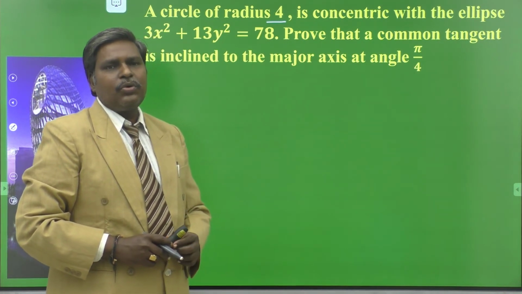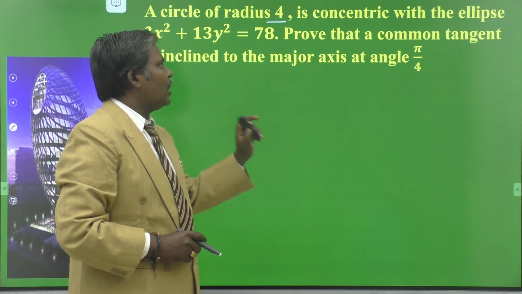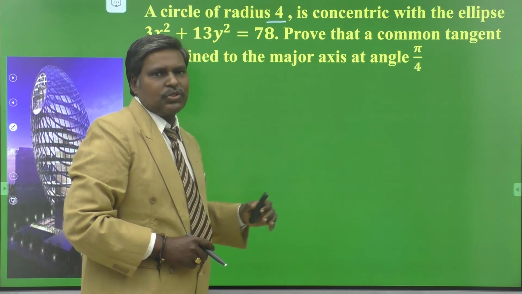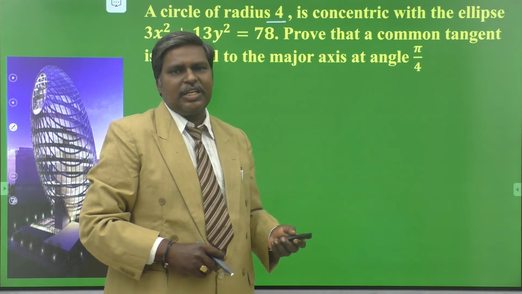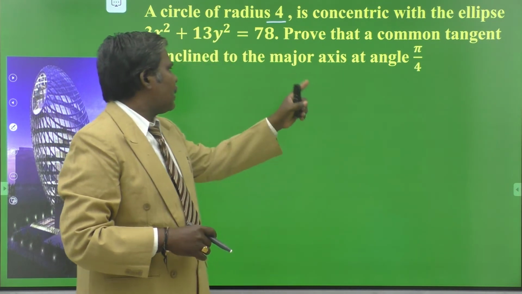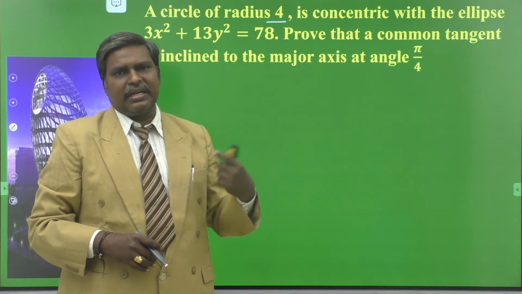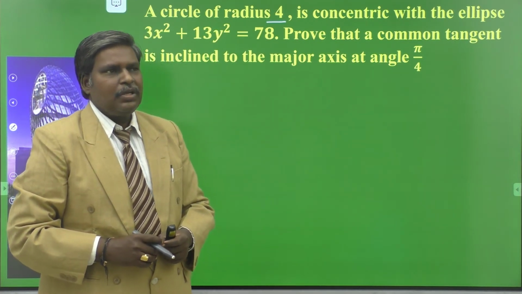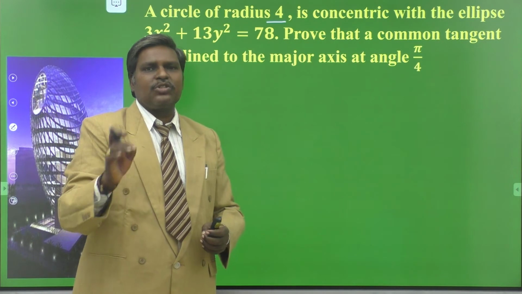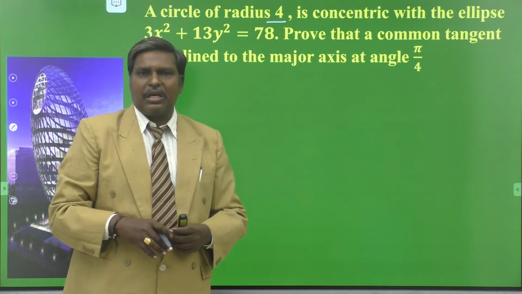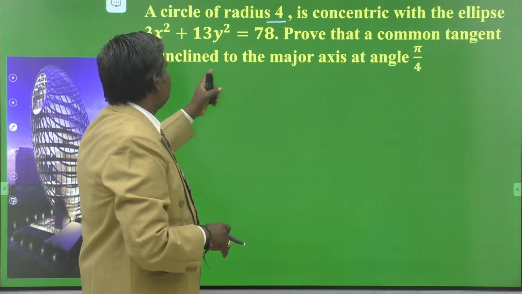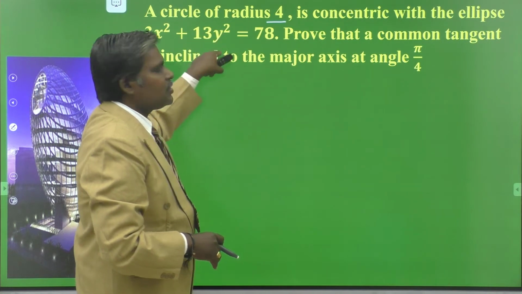What do you have to prove? We have to prove that the common tangent to both the curves, one is the circle and the other one is the ellipse, makes an angle pi by 4 with the major axis, that is the x-axis. So indirectly they are asking for the slope of the common tangent to both curves. Same center means what is the center of this ellipse? 0, 0.